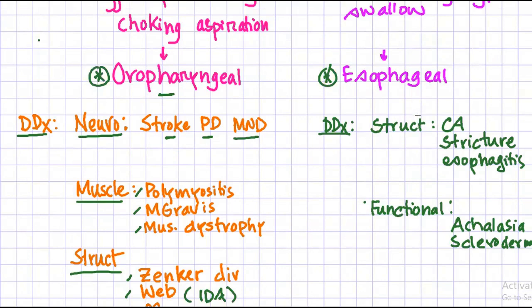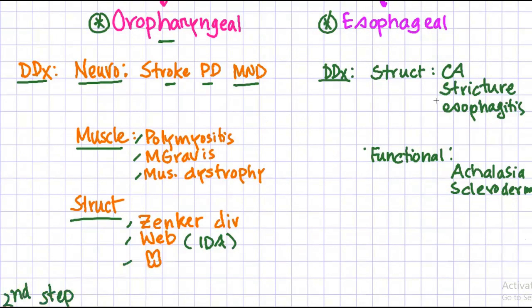If the patient has esophageal dysphagia, then the differential diagnosis would be structural disease or some functional causes. The common structural diseases are carcinoma of esophagus, esophageal stricture, and esophagitis. The functional causes include achalasia cardia and scleroderma.